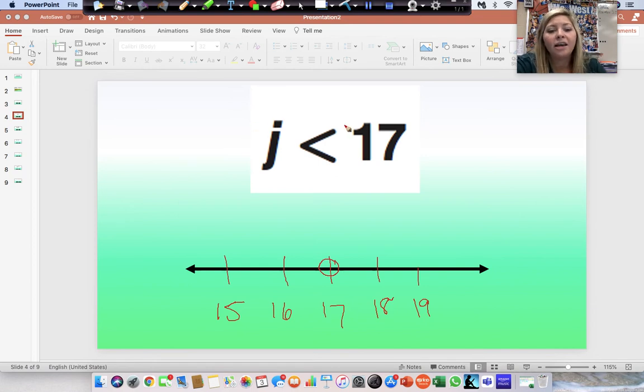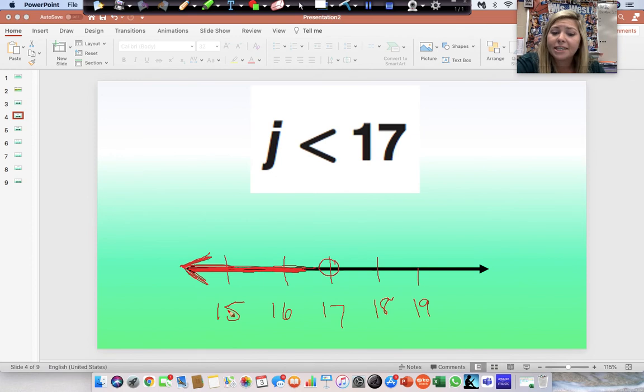This says J is less than 17. It does not say J is equal to 17. So we're going to leave that as an open dot because we are not including 17. But we are including all of the numbers J could be that are less than 17. So I want to shade in the direction of all of the numbers that are less than 17.